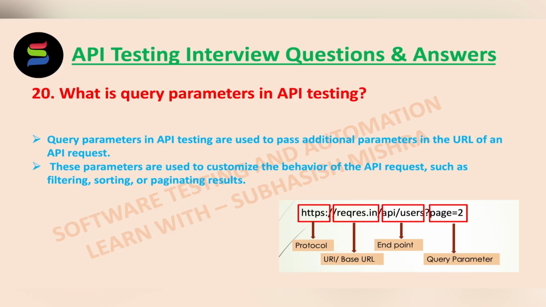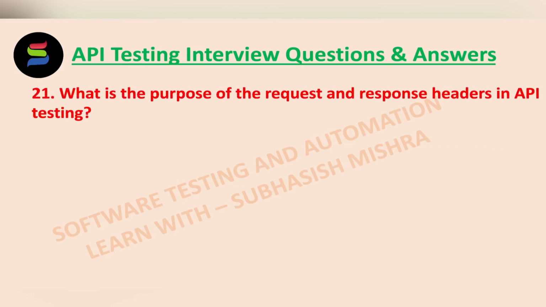These query parameters can be defined as optional key value pairs which appear after the question mark. Here you see, after the question mark, this is the query parameter. These are always appended to the end of the URL using a question mark. Okay, so that is your query parameter. We will move to the next question.